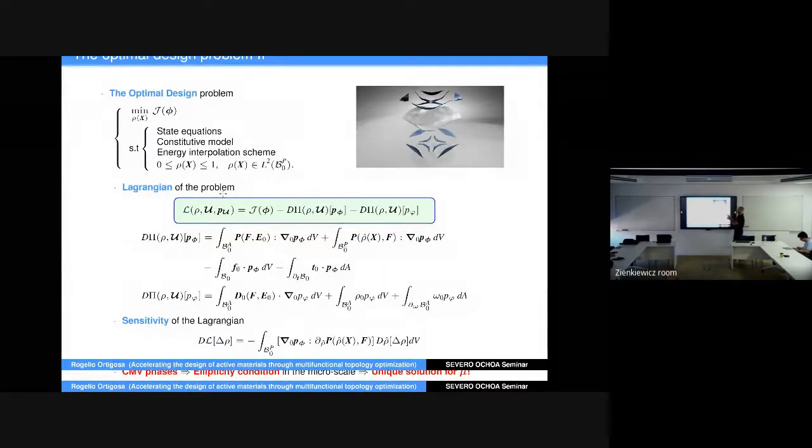How do we do this? Creating a Lagrangian and computing basically the sensitivity, because I'm going to be using a gradient algorithm. And my gradient algorithm needs this sensitivity. This sensitivity is the one that is going to allow me to update the value of the density field at each topology optimization iteration until I finally converge, hopefully.